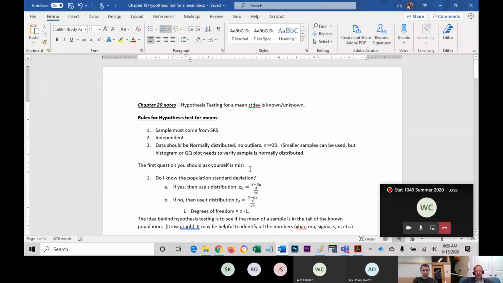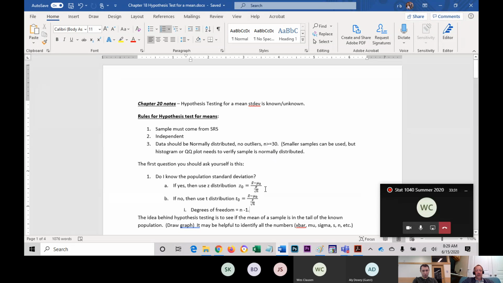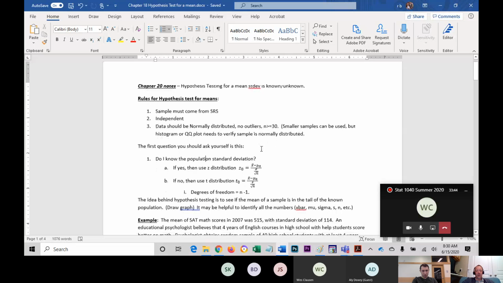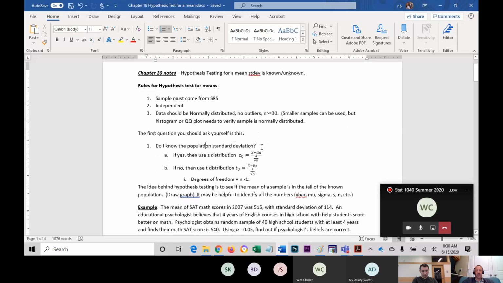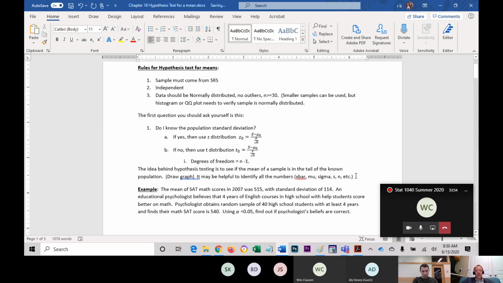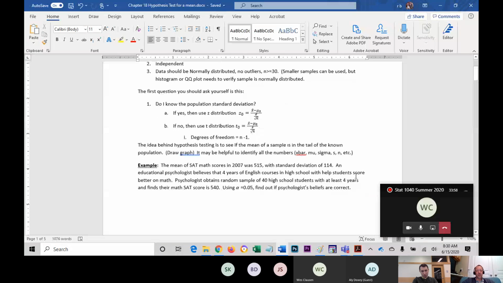Now, what I'd like to do is do some examples, and these could be either a z distribution or a t distribution. And so I'm going to do some examples here, and I want you guys to be able to tell me which distribution I'm supposed to use. And so we're going to go through the 8 steps just like normal. And so let's just start here, okay?